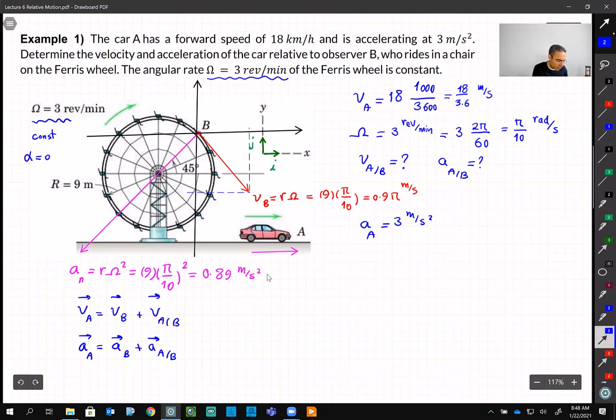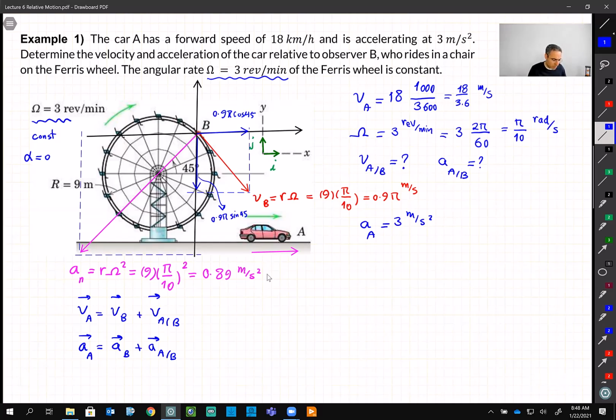So you tell me, I have one component in X, one component in Y, right? So it's going to be 0.9 pi cosine 45, the angle is 45. And this guy is going to be 0.9 pi sine 45. Similarly for the other guy, so you have this guy here, you have that one there, right? And all you need to do is just find the components, this one and this one, right?